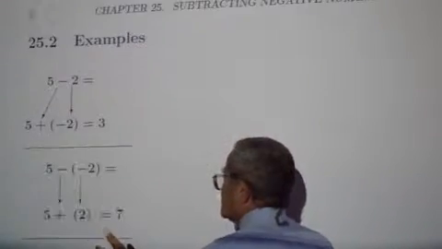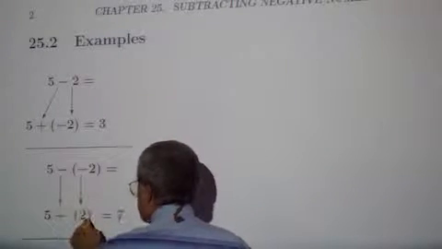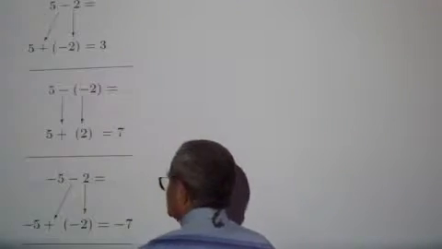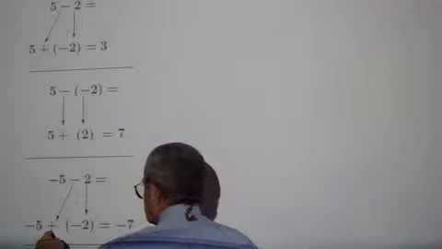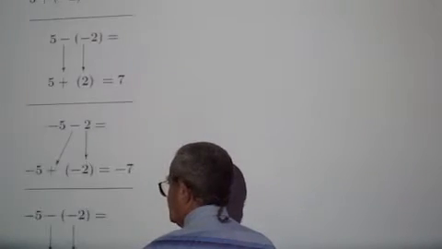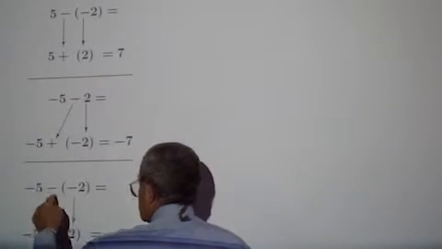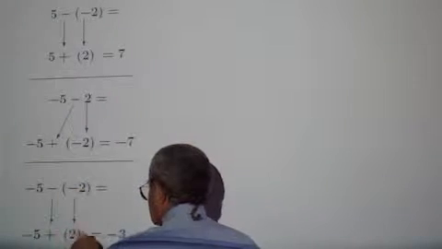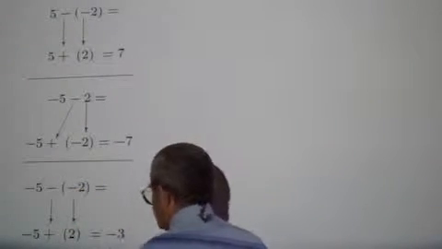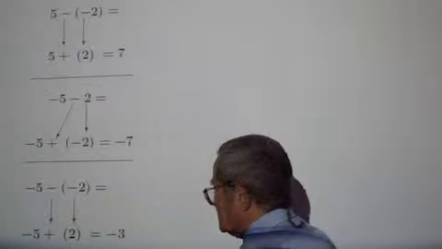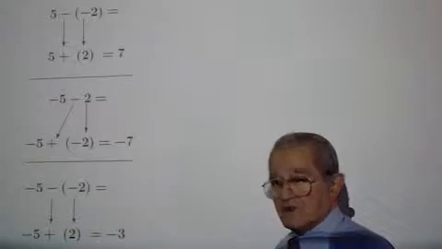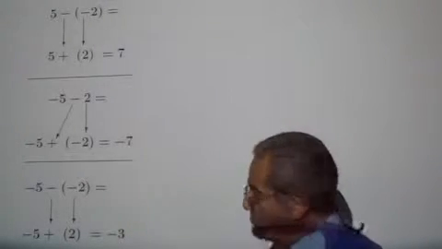Okay, I'm changing subtraction to addition. 5 plus 7. I'm changing subtraction to addition, negative 5 plus negative 2. I'm changing subtraction to addition, negative 2 plus 2. Negative 5 plus 2. That's it. We are just about finished, and we have about 8 minutes left.